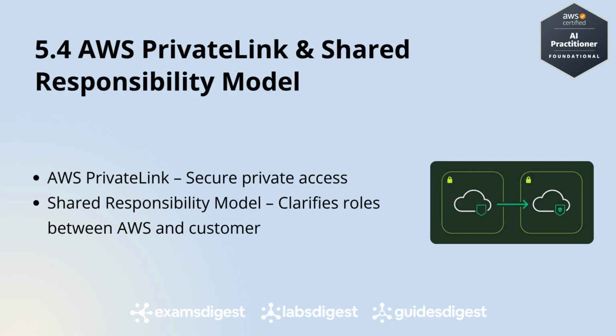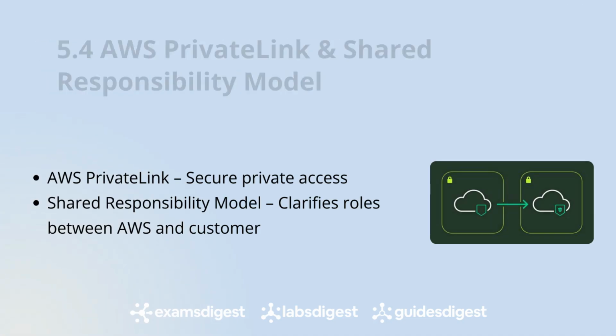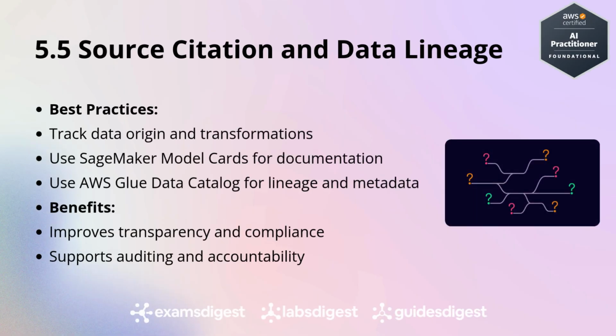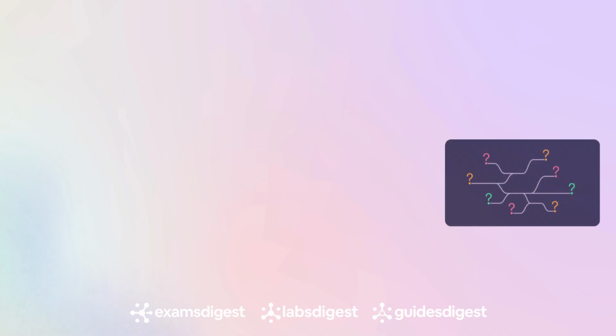Beyond tools, security begins with data transparency, and that's where source citation and data lineage come in. Knowing where your data came from is essential for ethical and trustworthy AI. Tools like SageMaker Model Cards and AWS Glue Data Catalog help document data origins, transformations, and quality. This supports transparency, governance, and debugging if something goes wrong.